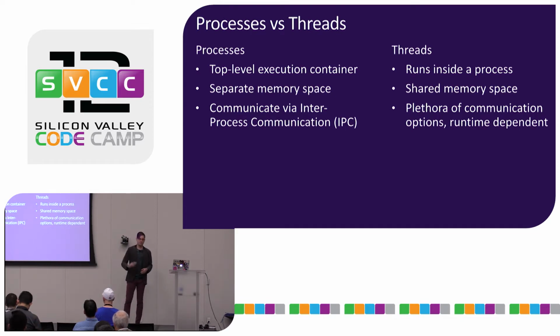But threads actually are very different. So a process is kind of like a top-level container. We can think of this like an application. Technically, applications can have more than one process, although this is not super common. But a process is a very self-contained kind of thing that runs independently on its own. One of the key traits of a process is that it has its own memory space.